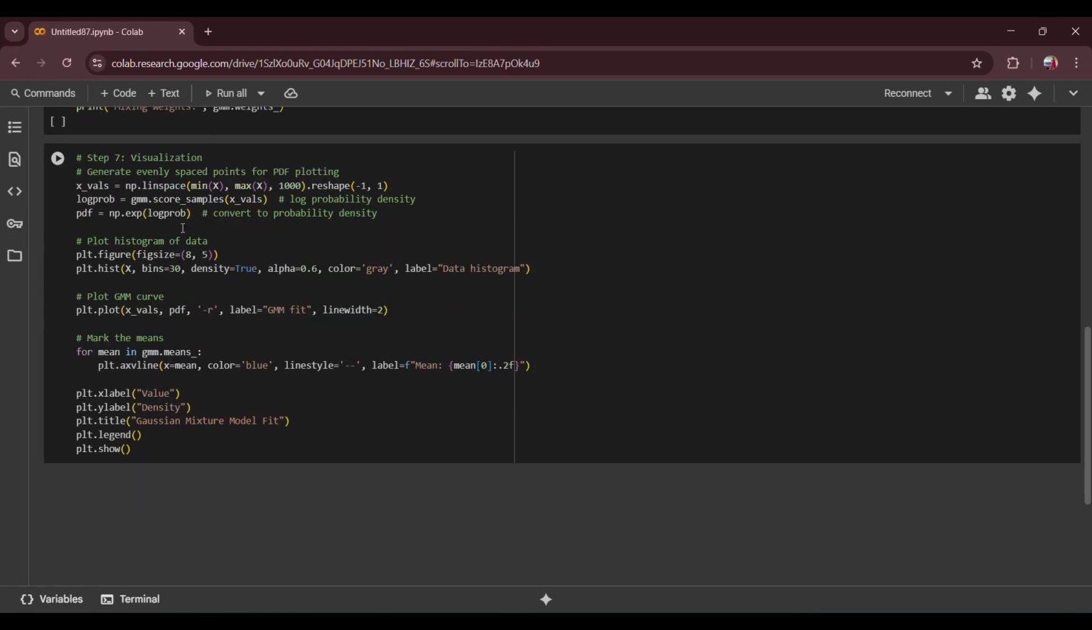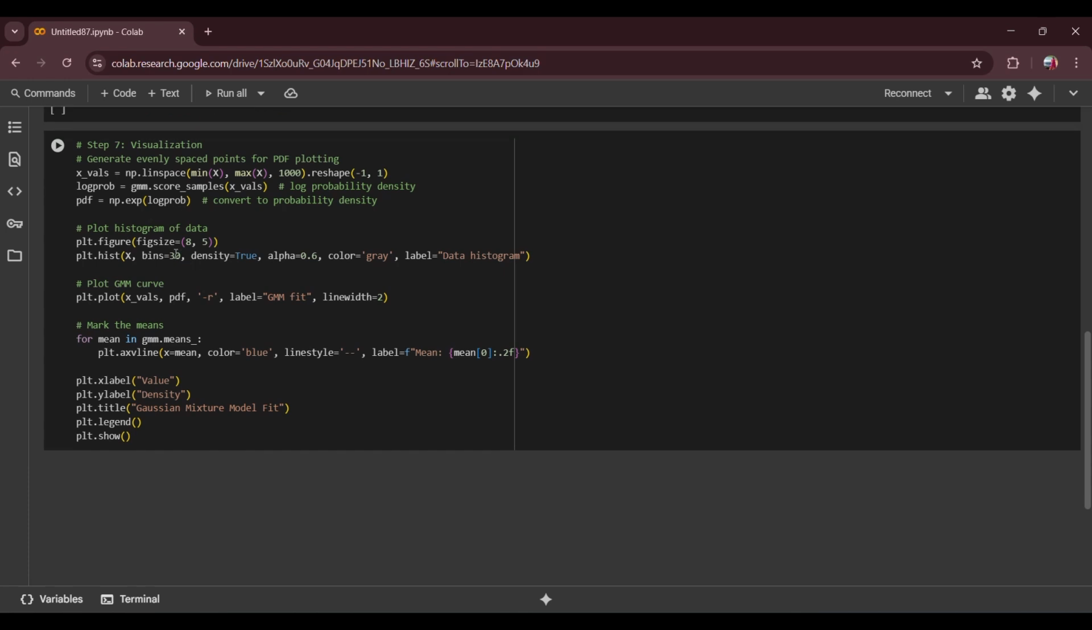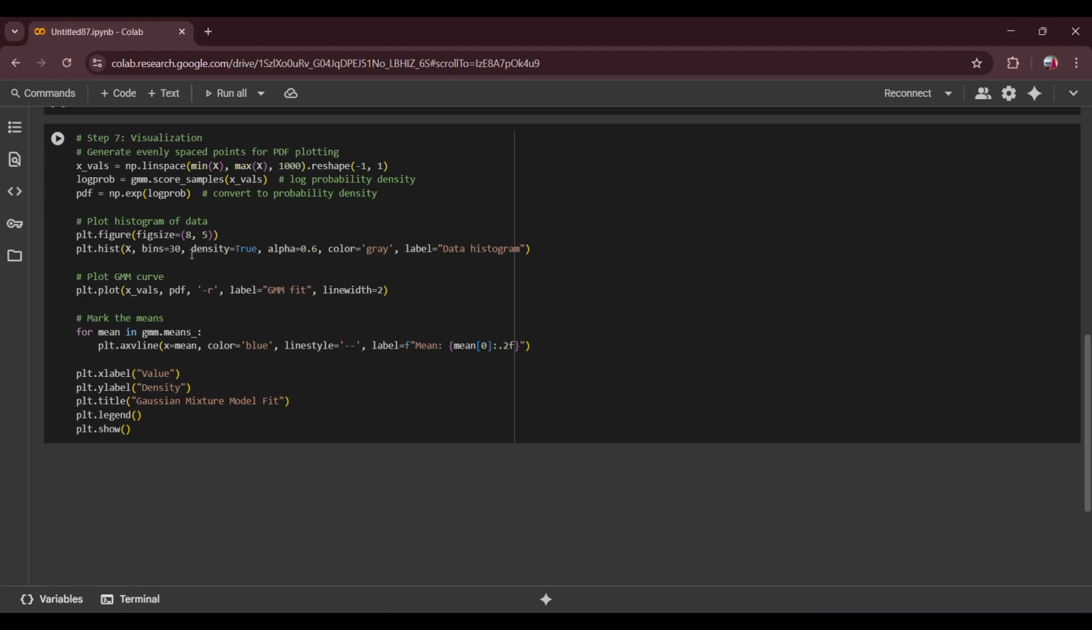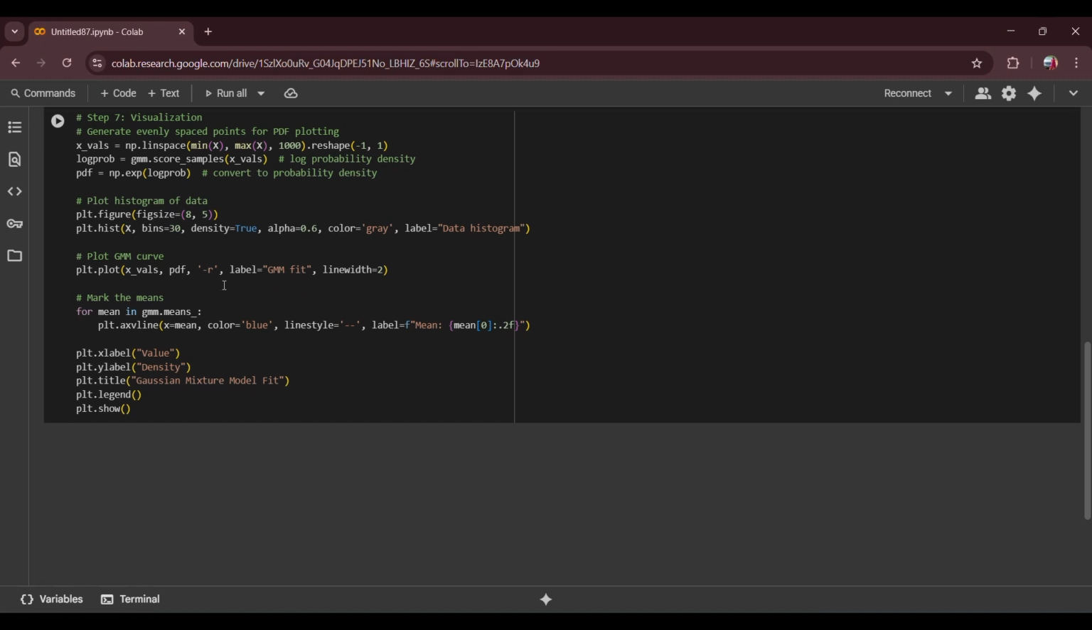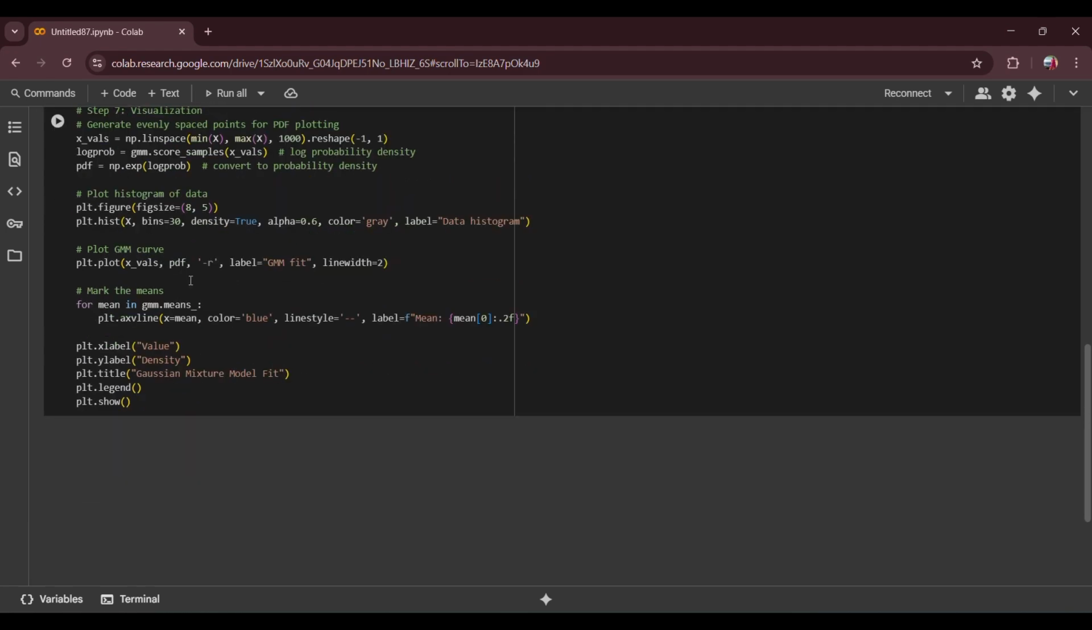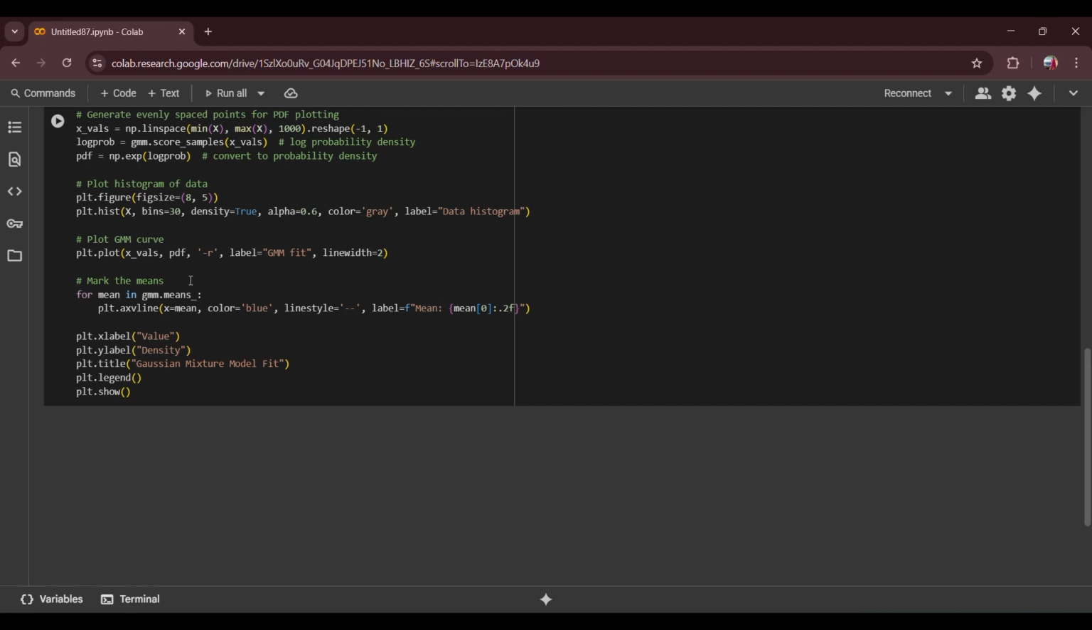Next, we'll make a histogram of our data, so it will be easy to identify, and it makes a probability density histogram so it can be compared directly to the GMM curve. Then with plt.plot, we plot the red GMM curve on top, and this shows the combined probability density from both Gaussian components. We'll run this so you'll understand.